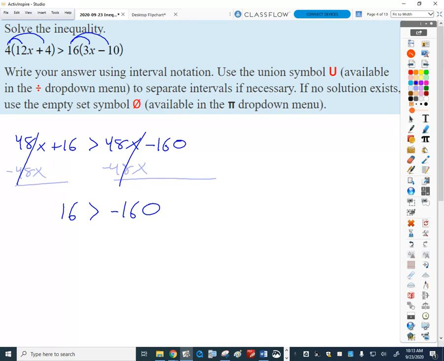That's exactly right. Just like with equations, if the variables drop away when we're solving an inequality and we're left with a true inequality, that implies that all real numbers are solutions. How would I write that using interval notation? How do I write all reals?